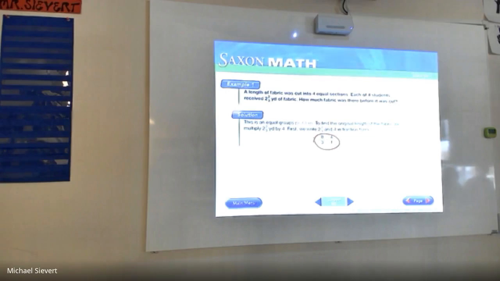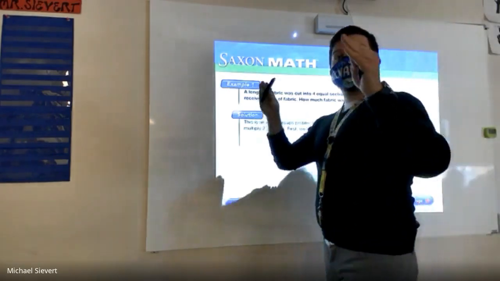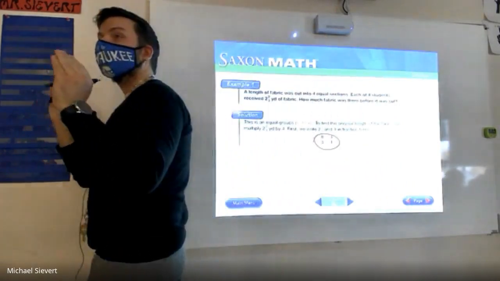Right, you have to change the mixed number into an improper fraction. Otherwise, you can't multiply. No matter how hard you try, it's like running into a wall. You want to go past the wall, but you keep running into the wall. But you have to change it to an improper fraction. And then you multiply the fractions like normal.